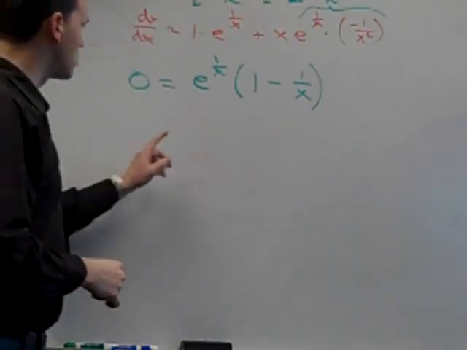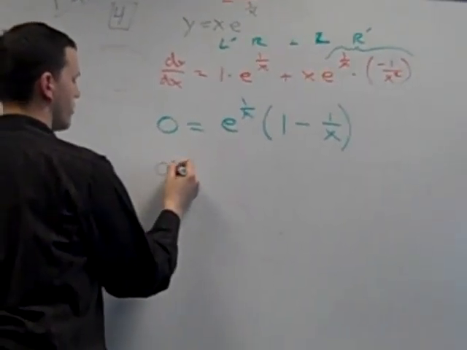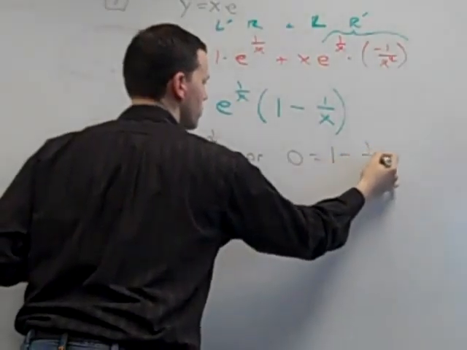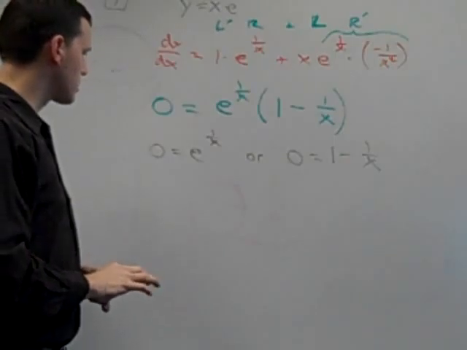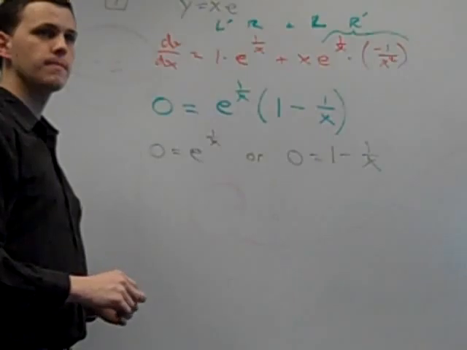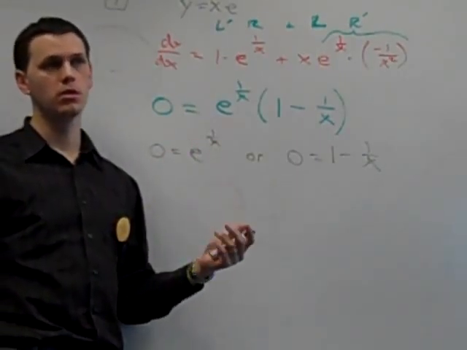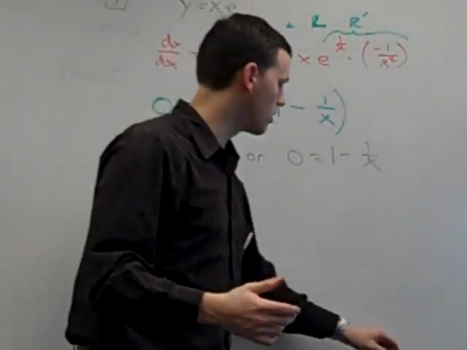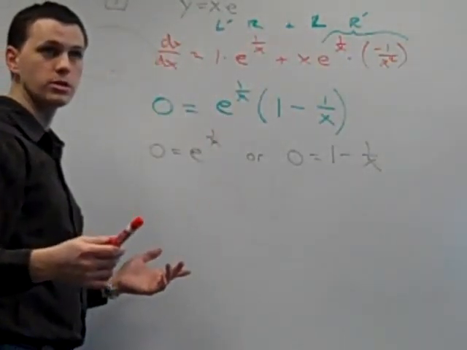So I've got two things multiplied together that give me 0. So this means that either 0 equals e to the 1 over x or 0 equals 1 minus 1 over x. What can I plug into x to give me an exponent that'll take e to 0? Anything? What raised to a power gives you 0? Can you raise any number to a power to get 0? Ever? No. So it doesn't look like this is going to help us. It won't give us any critical points.